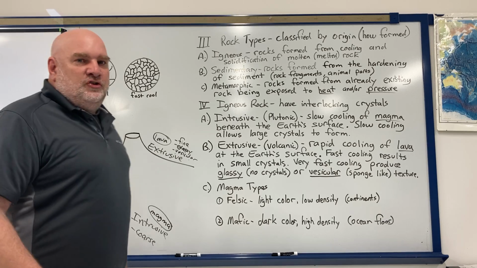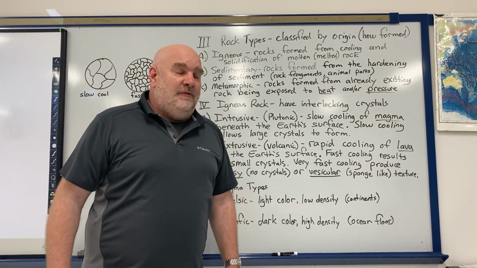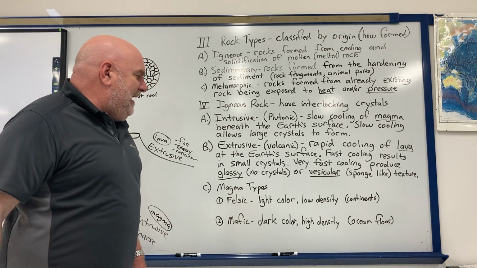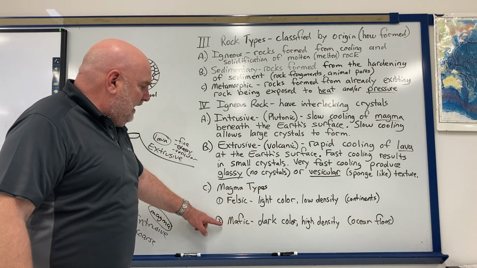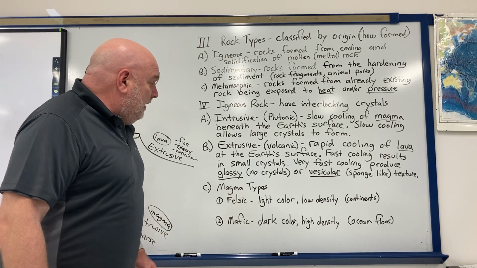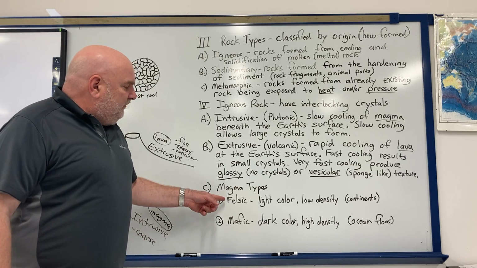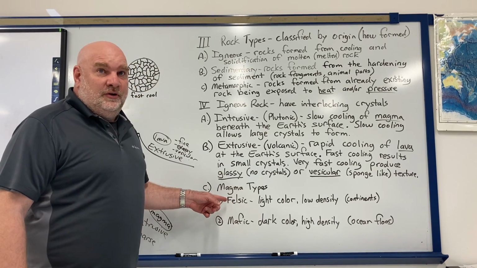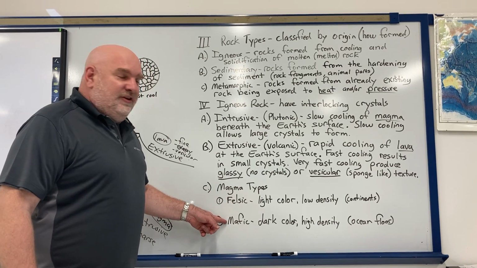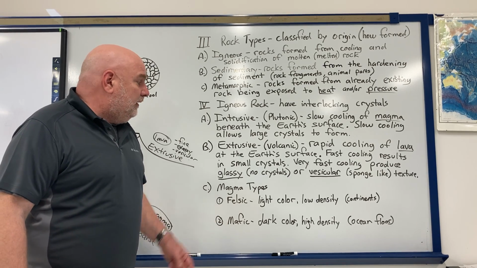Now, the other thing that determines what kind of igneous rock you're going to have is what kind of magma you have. There's basically two types of magma: felsic magma and mafic magma. The reason there are two types is they have slightly different chemical compositions. Felsic magma has lots of aluminum and silicon in it. Mafic has lots of iron and magnesium in it.